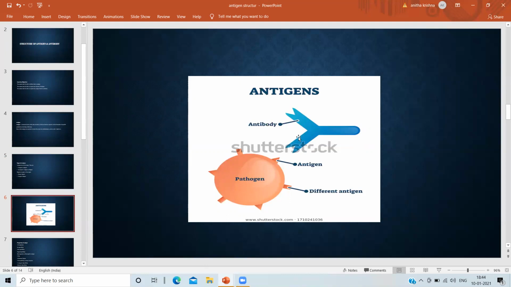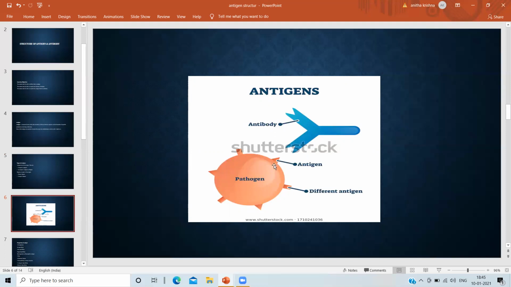So a small area of chemical group on the antigen molecule that determines the specific immune response and reacts specifically with the antibody is called an epitope. You can call this point the epitope. It is a small area of chemical group present on the antigen molecule, and this specific area determines the immune response and reacts specifically with the antibody. That particular area is called the epitope. The epitope is also called the antigen determinant site.